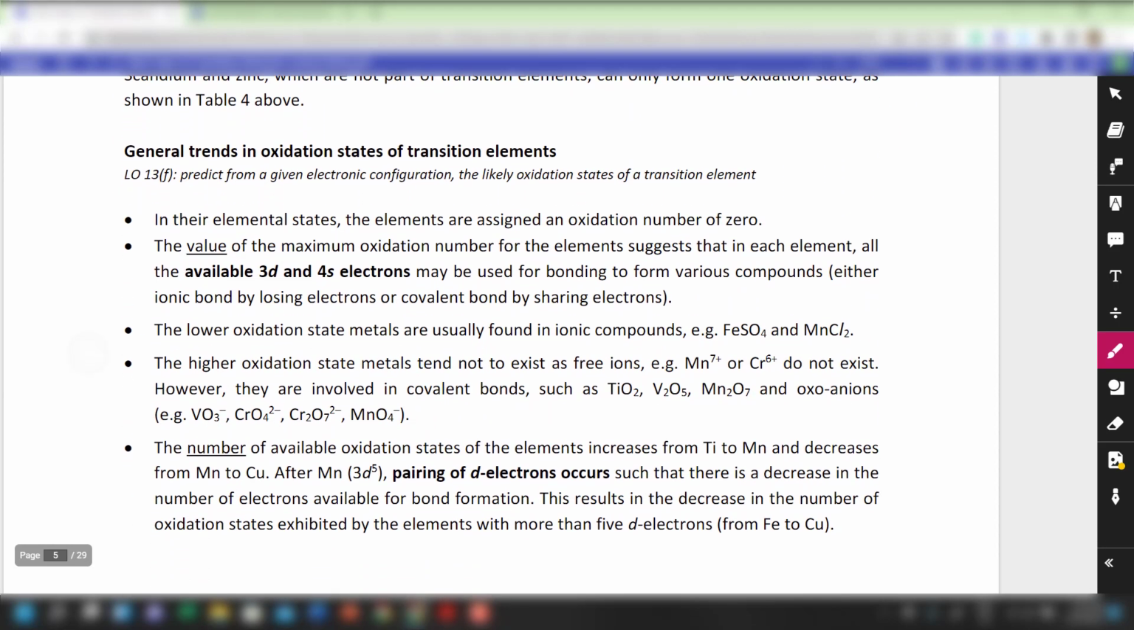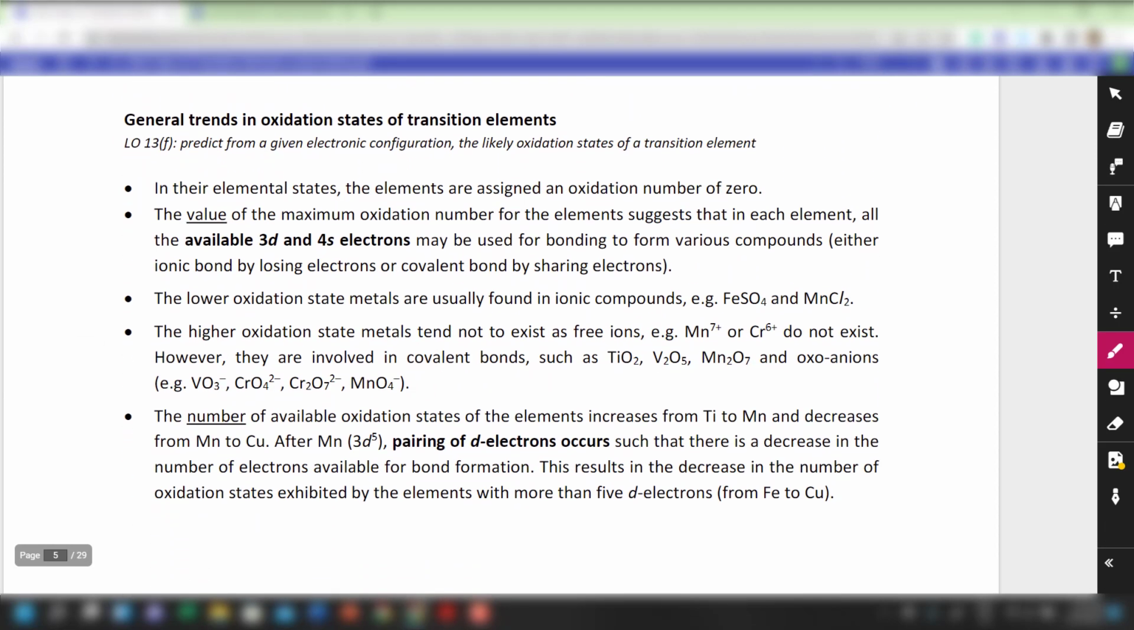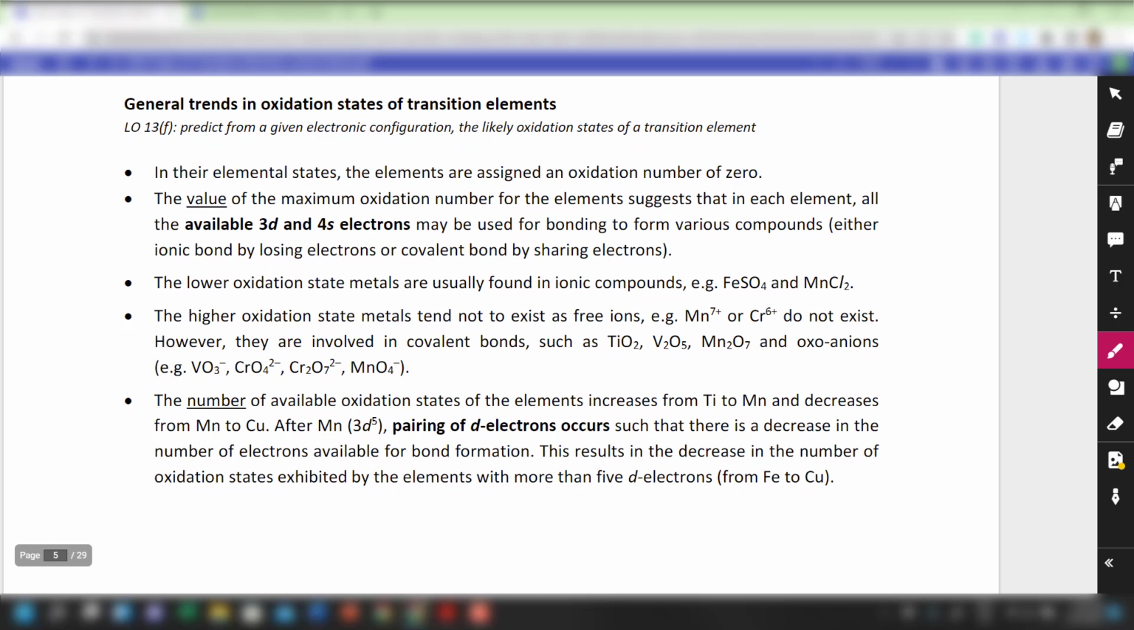So I think I have mentioned some of the important bullet points over here. The first one I don't think I need to talk about. The second bullet point: the maximum oxidation states of the transition elements will be all the available 3d and 4s electrons until manganese. Beyond manganese, no. It's a balance between whether it is stable enough to exist, or whether there's enough energy input to remove the electrons.